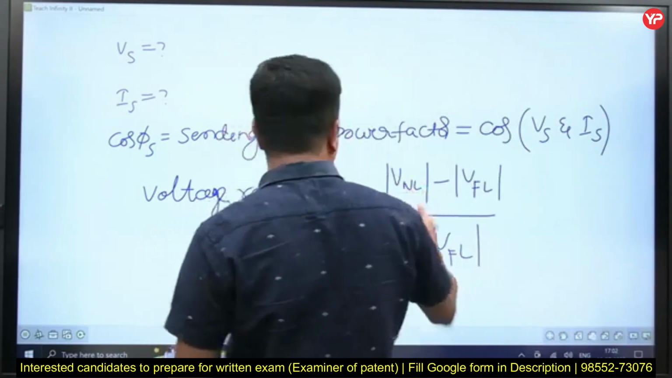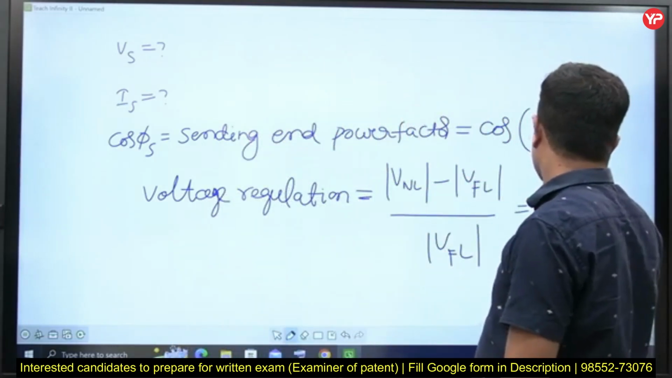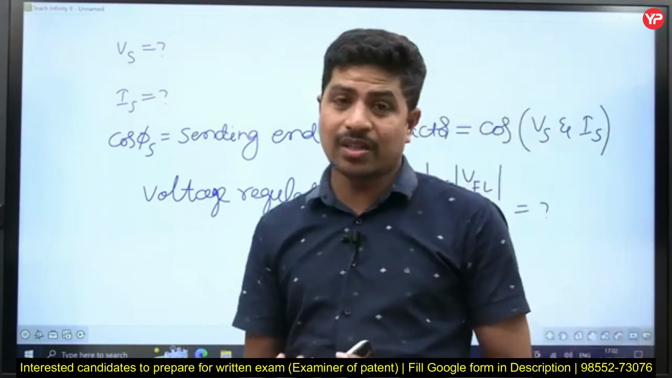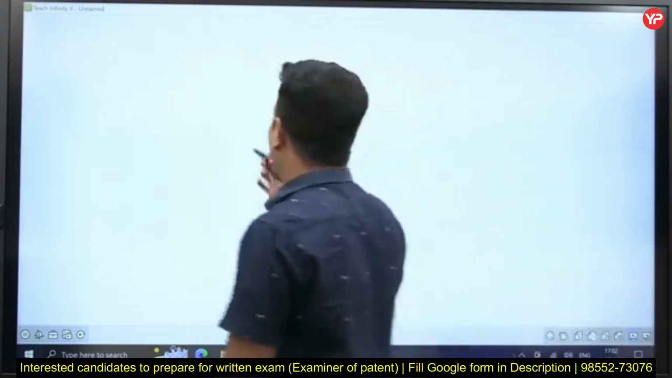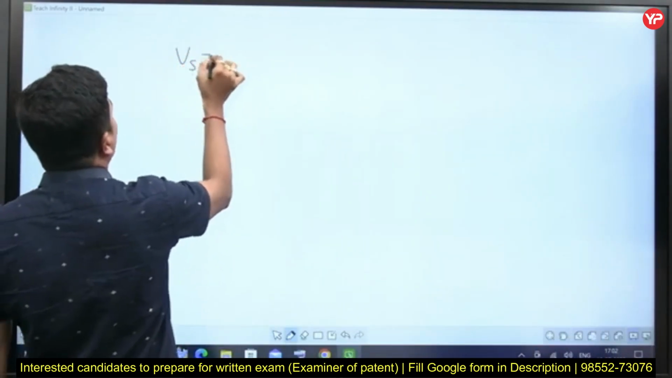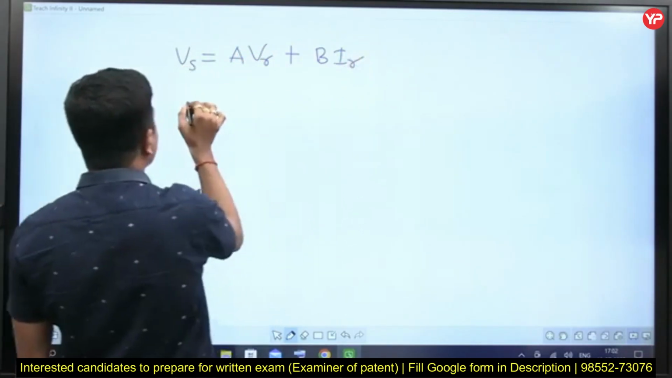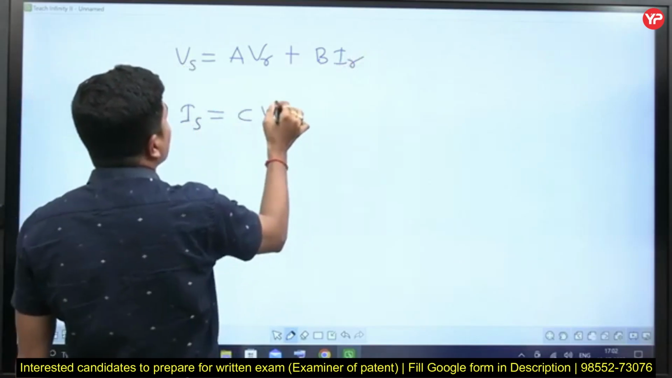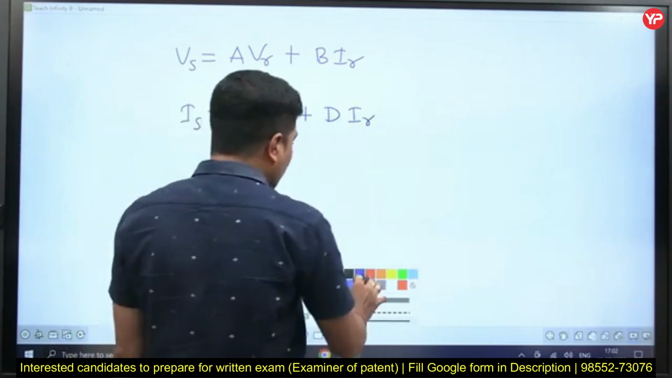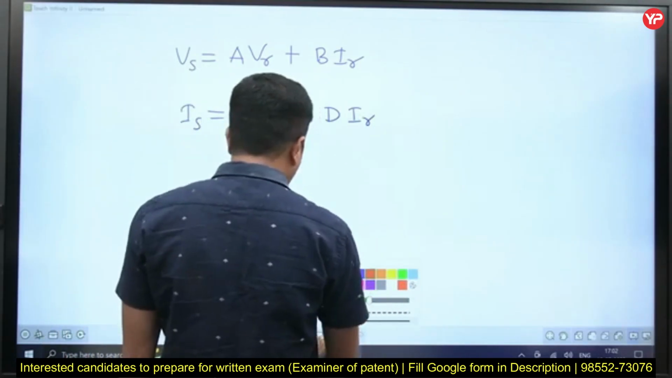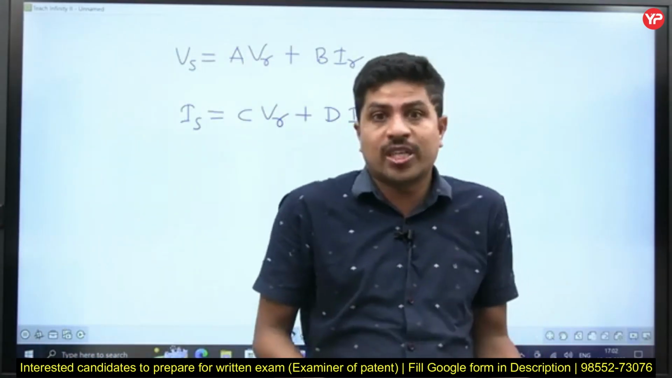What is V no load? How to get V no load? That we'll see. He's asking us to find these four things, right? Now for this one, we must have some relationships or formula. We all know that Vs is equal to AVR plus BIR, sending end voltage. Sending end current Is is equal to CVR plus DIR. So if I use this formula, I will get both Vs and Is. But how many are known and how many are unknown? I have to check, right?